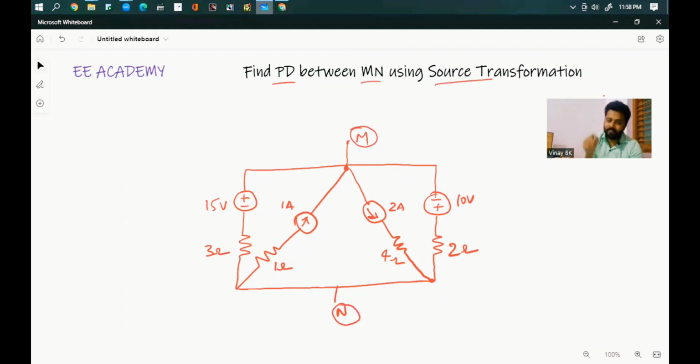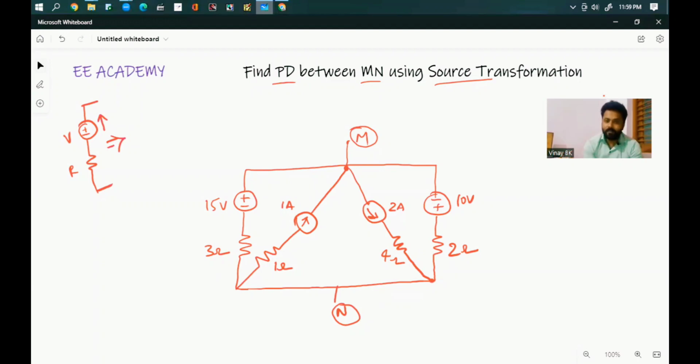Before that, I'll just give you some brief explanation about source transformation from voltage source to current source to voltage source. You can observe here there is a practical voltage source. Practical voltage source means the source along with the internal resistance R and V. So you can convert this voltage source into a current source. Let's see now, minus to plus, the current is flowing from lower potential to higher potential, that is the upward direction.